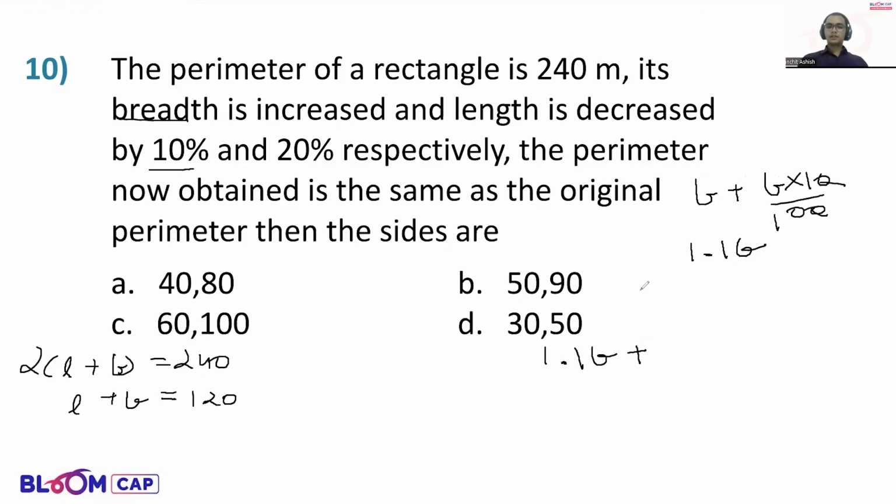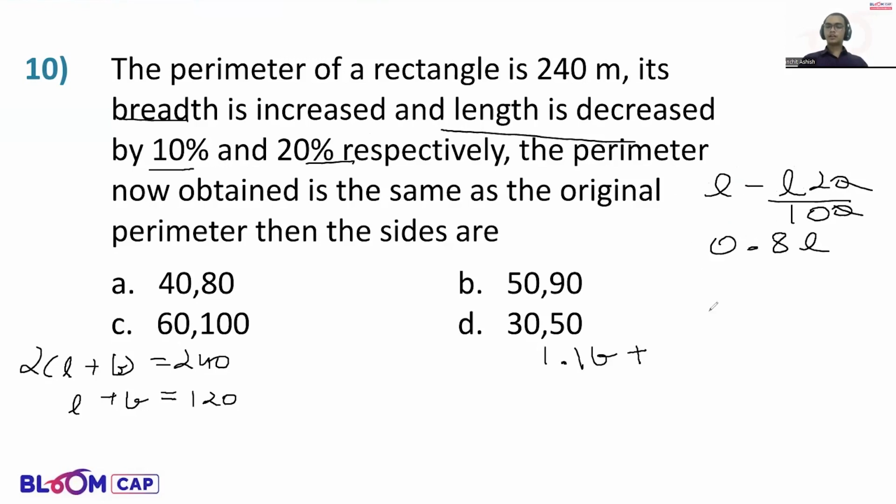And the new length is, let's erase the breadth part and let's calculate the length. The new length is how much? The new length is decreased by 20%. So the previous length was L. Now it's a decrease. So we subtract 20% of the original length. Right? So 1 minus 0.2, so we get 0.8L.